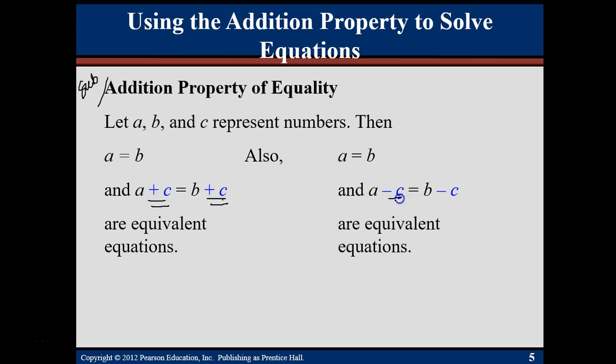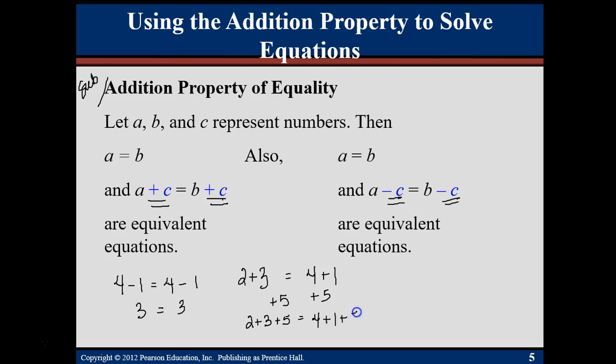And it's the same thing as if I subtract the same number from both sides. So for example, 4 minus 1 is equal to 4 minus 1. Well, then both sides have to be 3 is equal to 3. A better example might be 2 plus 3. We know that that's equal to 4 plus 1, right? Both sides are 5. I can add 5 to both sides, and I'll get 2 plus 3 plus 5 is equal to 4 plus 1 plus 5, and both sides are still 10. So the equality remains the same.